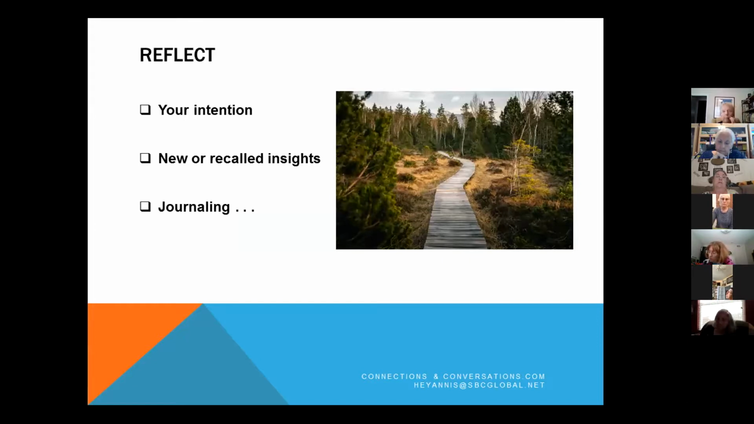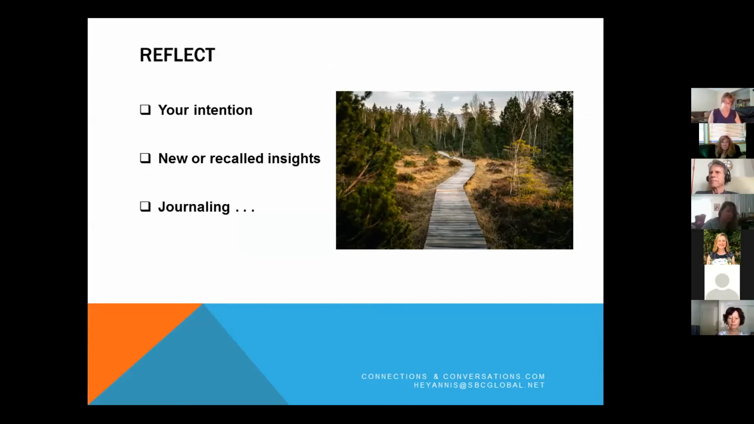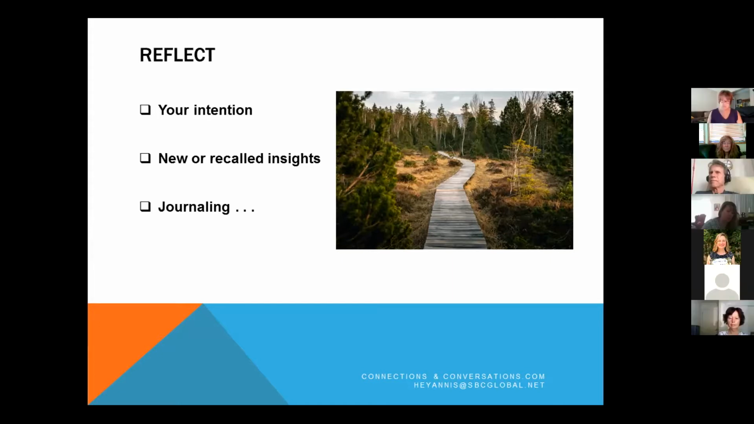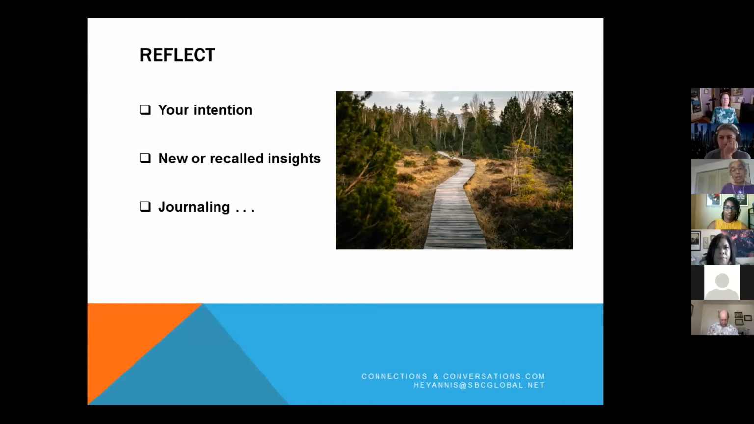So now it's time to reflect. Was your intention met today, the intention you set at the beginning? And I wonder if there were new insights for you that you gained, or things that you were reminded of during our time together today that will encourage you to go ahead and journal. And I'm wondering about a statement about journaling. If you'd like to, you can add to the chat, or I'll give you about a minute to think about it or write something down. And then if you'd like to share, we'll be happy to see that.